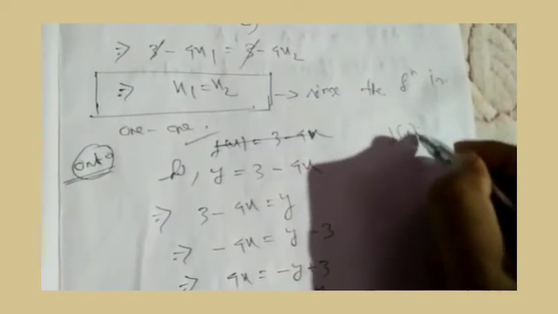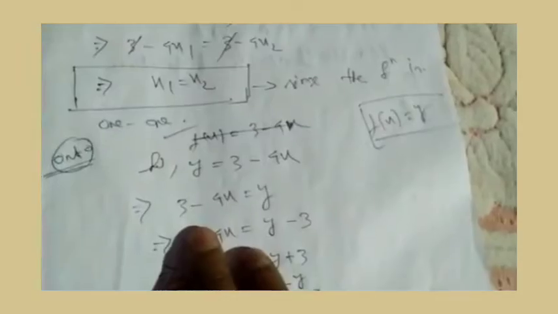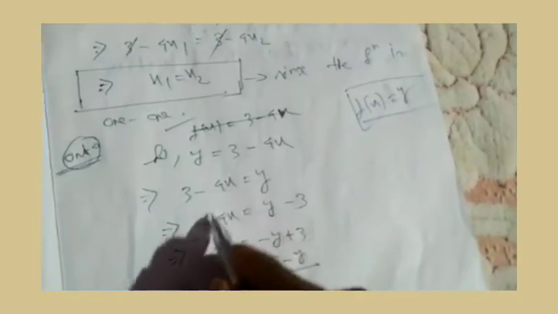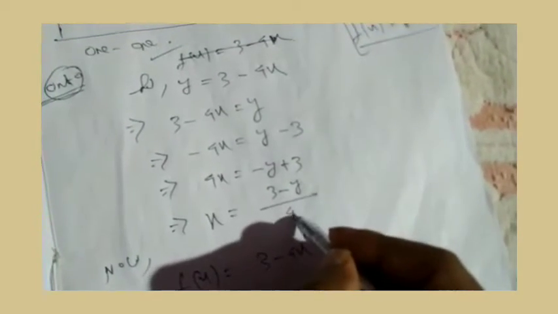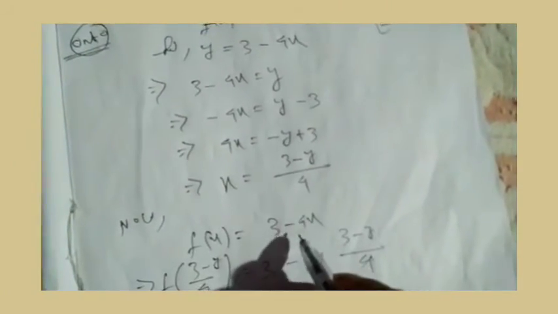For onto, generally we have to show that f of x is equal to y. We need to show that practically, and I have already solved it practically. Theoretically I need to show it like this: let us assume y is equal to f of x. If f of x equals y, then we can clearly say that it is an onto function. Solving for x, I get x equal to 3 minus y by 4. Now the given function is f of x equal to 3 minus 4x.